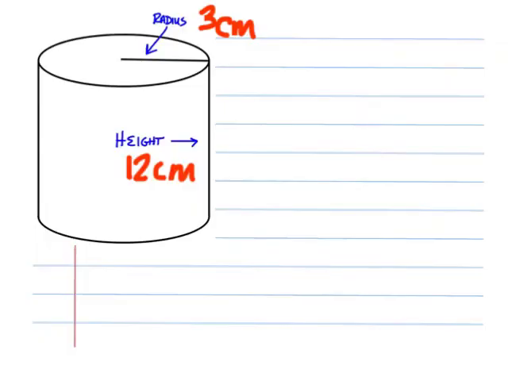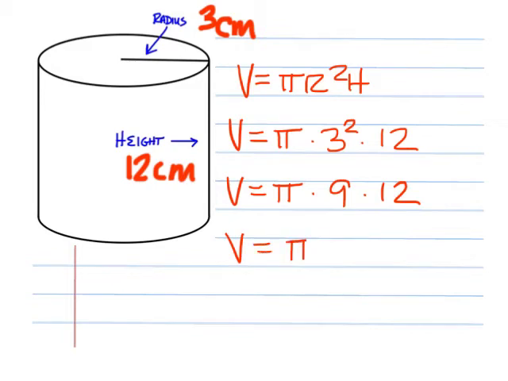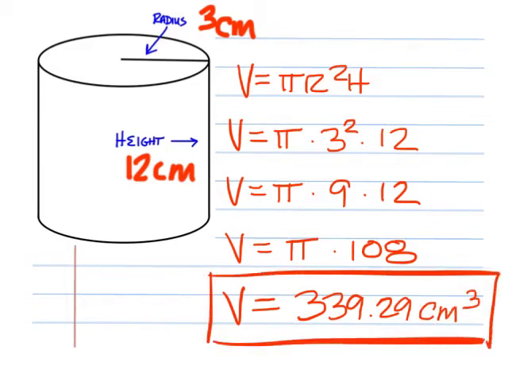Solution for practice 1. Write out the formula first, pi R squared H, and then go back and fill in what you know. R is 3 and H is 12. Now simplify R squared to get 9, and then simplify 9 times 12 to get 108. Now you can find the final answer, pi times 108, 339.29, and that is centimeters cubed, which you must have in your answer or it will not be counted.